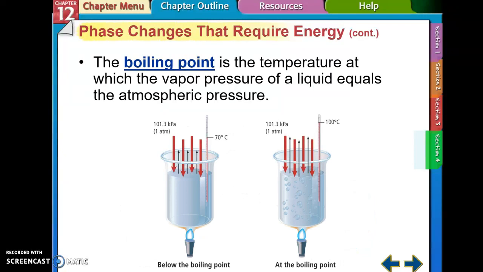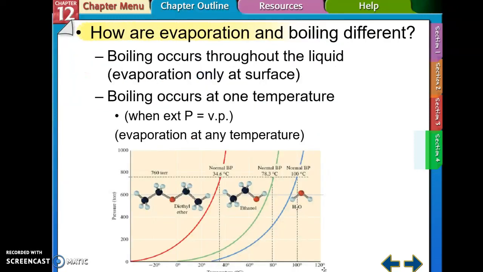Well, what is boiling? Boiling is the temperature at which the vapor pressure equals the atmospheric pressure. The boiling point for water is 212 degrees Fahrenheit. That is the temperature at which the vapor pressure of the liquid equals the atmospheric pressure of the atmosphere. This is also 100 degrees Celsius.